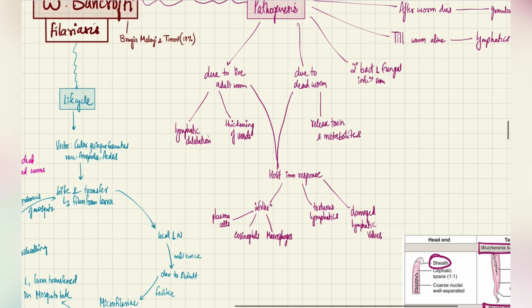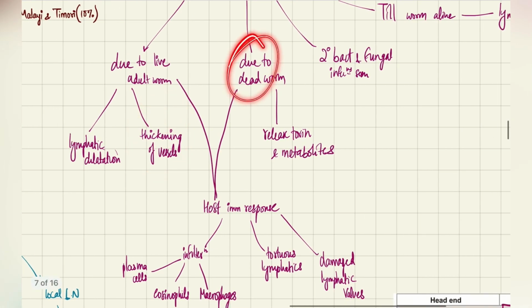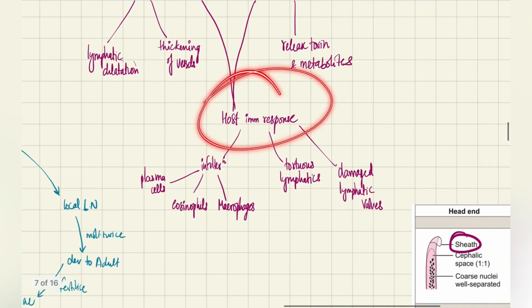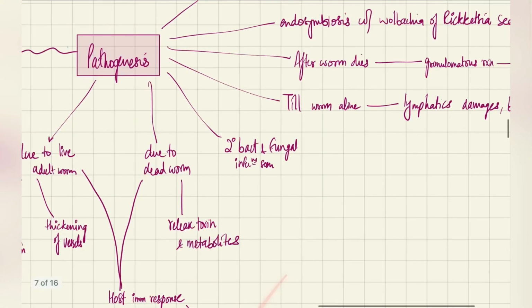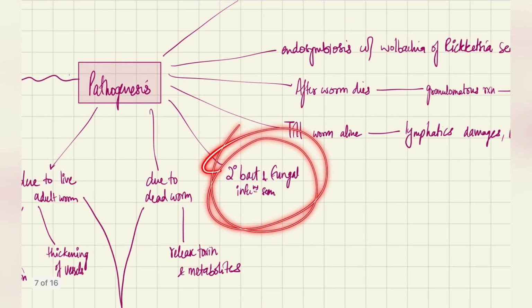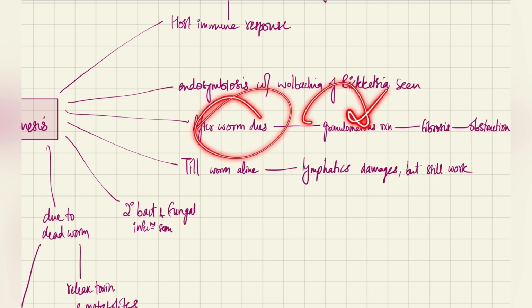Pathogenesis. Due to live adult worm, there is lymphatic dilatation and thickening. Due to dead worm, there is release of toxins, and host immune response will cause infiltration of different plasma cells, eosinophils, macrophages and tortuous lymphatics and damaged lymphatics. There can also be secondary bacterial, fungal infections. Till the worm is alive, nothing will happen to the lymphatics. I mean, it will be damaged, but they will still work. While after the worm dies, due to granulomatous reaction and fibrosis, obstruction will be seen.